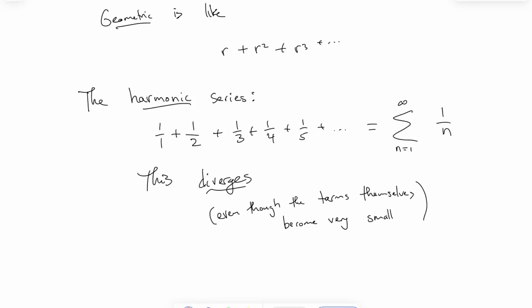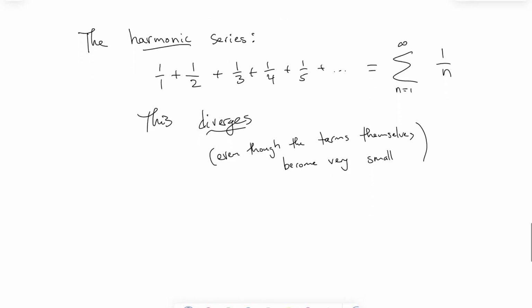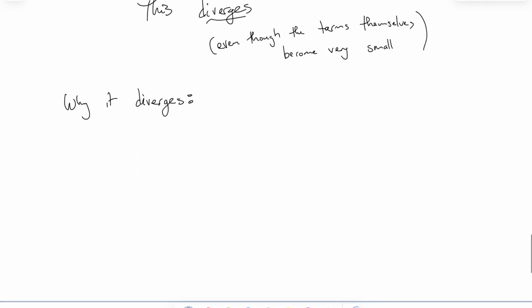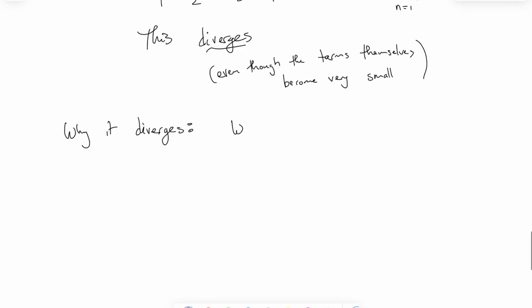I want to try to convince you that this one actually diverges. So here's why it diverges. There is a weird trick for showing why the harmonic series diverges. We'll show that the series of partial sums, the S_n's, because whenever you're talking about a series converging or not, really you're talking about the sequence of partial sums. We're going to show actually that S_n goes to infinity for big n's. All right?